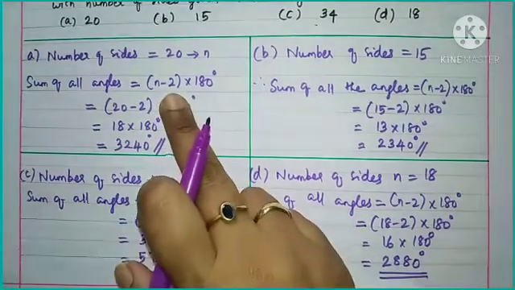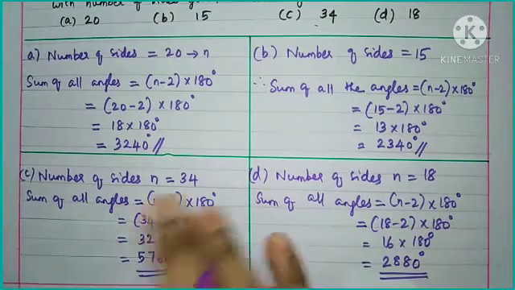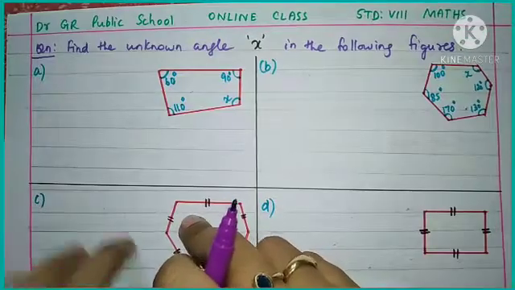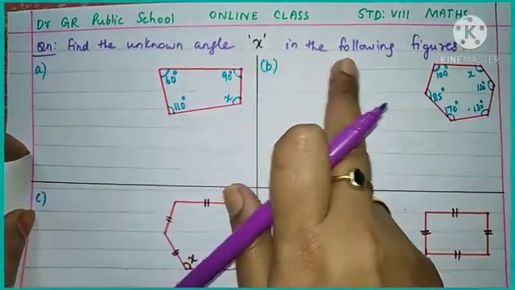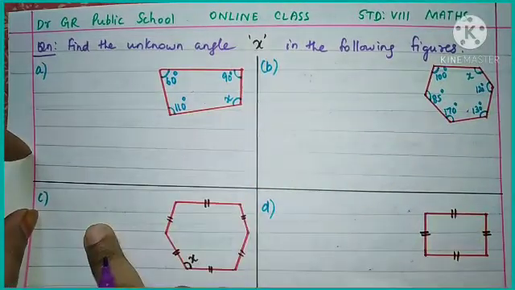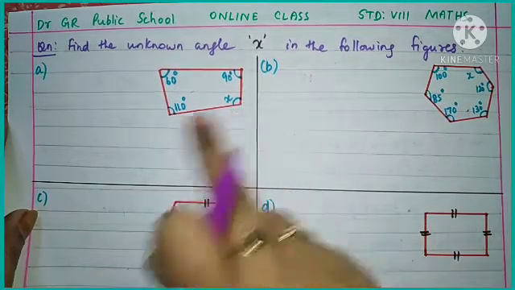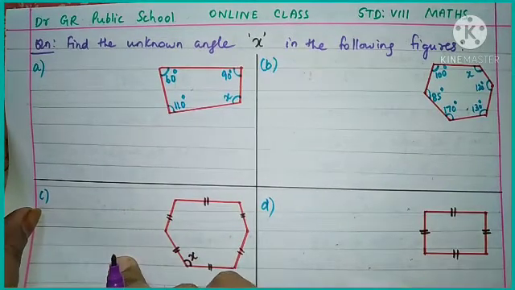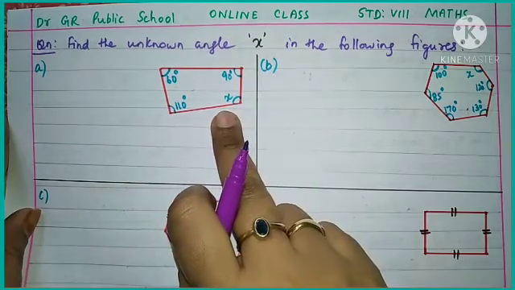n minus 2 into 180 degrees. By this you can calculate the angle sum of any convex polygon. Okay, children? Children, check this example. What is given? Find the unknown angle x in the following figures. So here some figures are given. We want to find out the unknown angle. Okay, unknown angle x. Now we studied the angle sum property of all the polygons. We know how to find out using the formula. So using that only we are going to find out the unknown angle here.